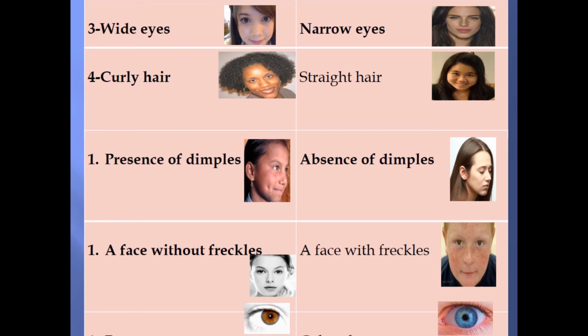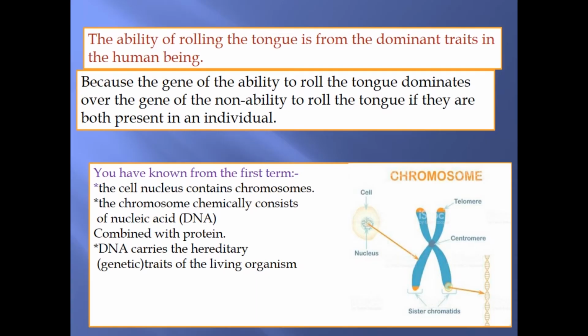The trait of brown eyes is a dominant trait, while colored eyes is a recessive trait. If I ask you to give a reason why the ability to roll the tongue is one of the dominant traits in the human being, the answer will be because the gene of the ability to roll the tongue dominates over the gene of the inability to roll the tongue. So they are both present in an individual, but only the dominant trait will appear in such an individual.